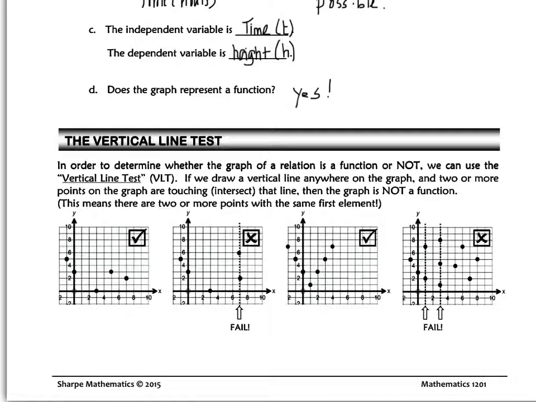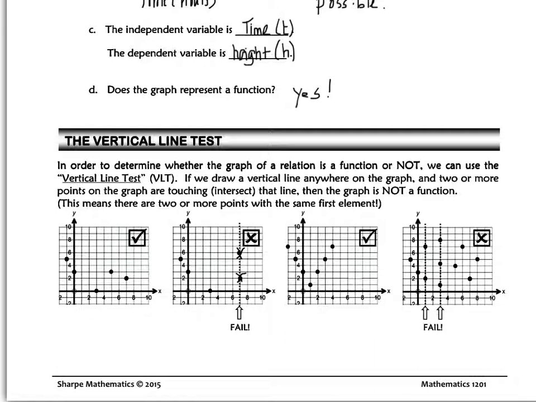So if we look at the examples below, we have 4 graphs provided. The first graph is a function because there is no place where you could draw a vertical line that would hit 2 or more points on that relation. The second one is not a function because it fails the vertical line test. If you draw a vertical line right here, you've got 2 ordered pairs that have the same x-coordinate of 7, so it fails the vertical line test and is therefore not a function. The next graph has all unique x's, which means there's no place on the graph where you could draw a vertical line that would pass through 2 points on the graph.